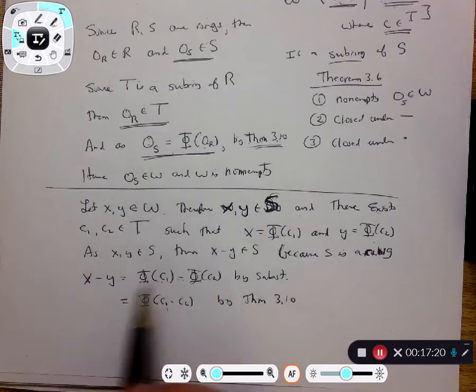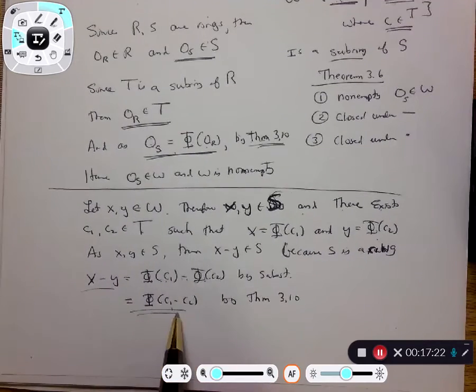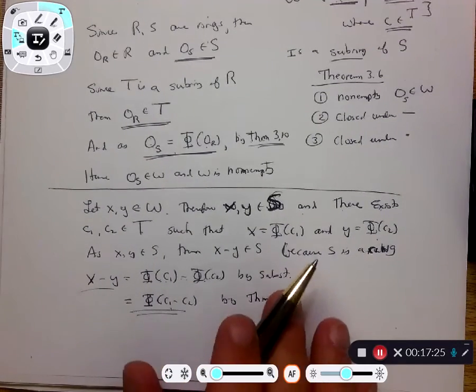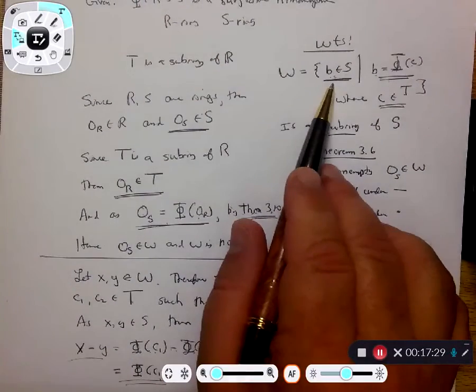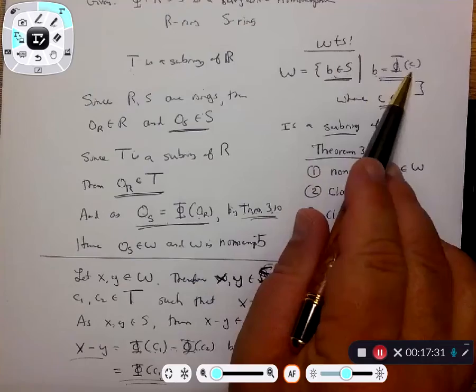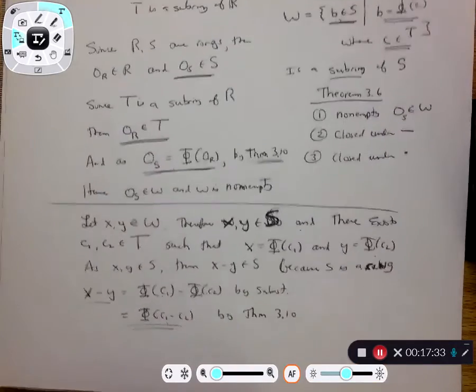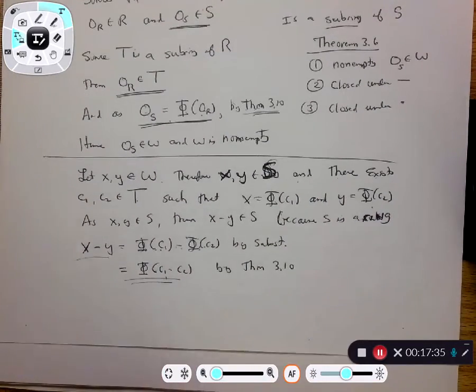And so I've got x minus y equals phi of some dude. So in terms of my conditions to be inside of W, you had to come from S. You have to be equal to phi of some dude. Now let's talk about why that some dude inside the parentheses comes from T.